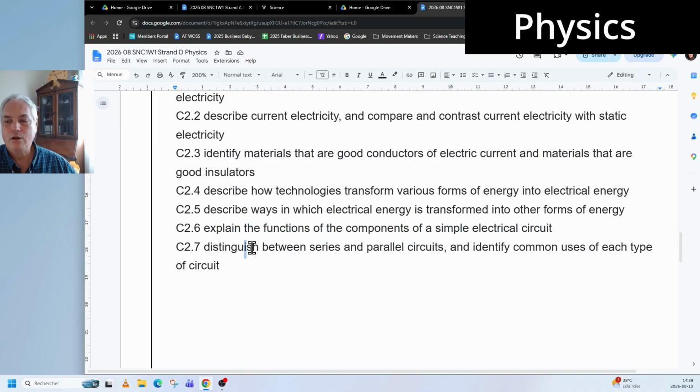And here, theoretically, they've seen the difference between series and parallel circuits. To be honest with you, in the last 20 years I've done this course, I think maybe 2 or 3% of the students actually know the difference between a series and a parallel circuit by the time they come to my class. Maybe it will change. We'll see how it goes. So that is the information about the unit on physics.